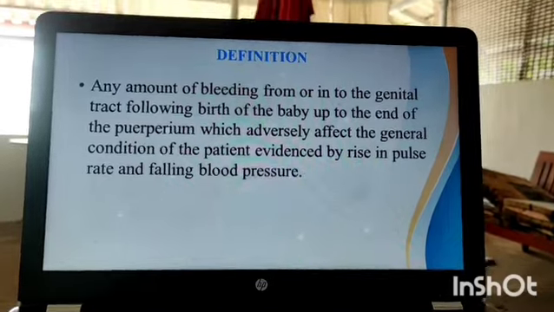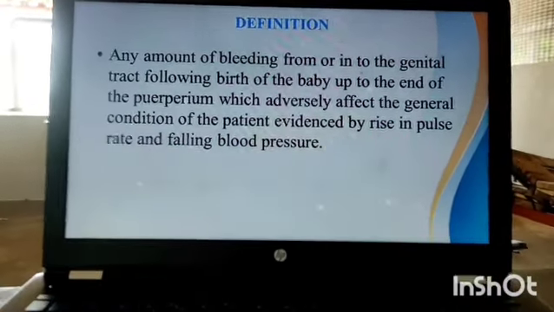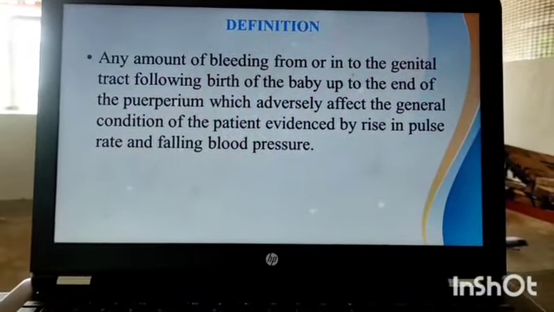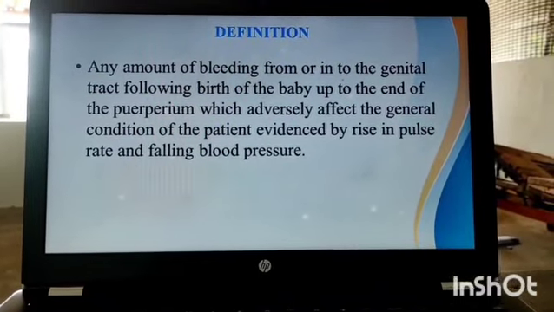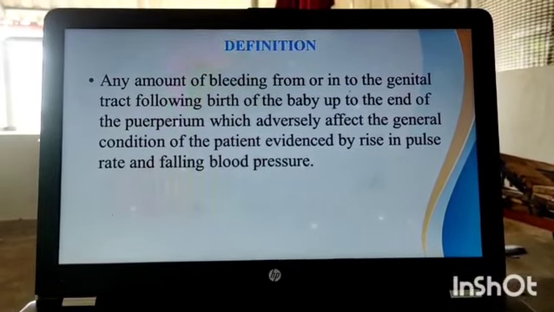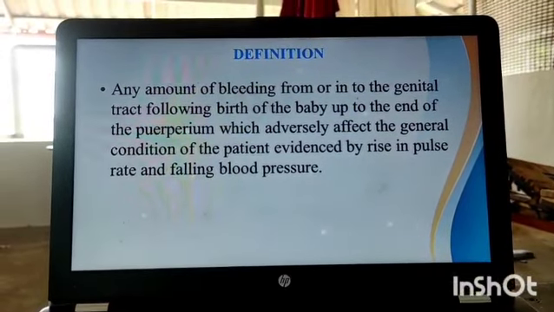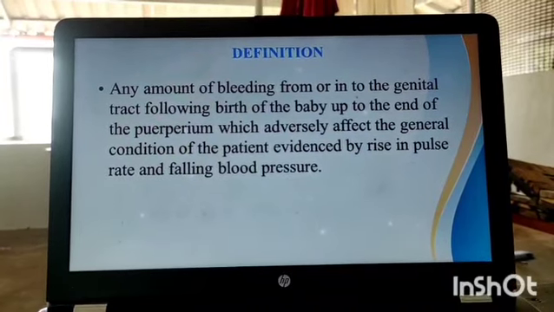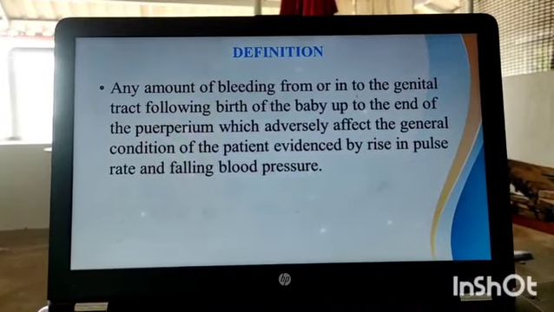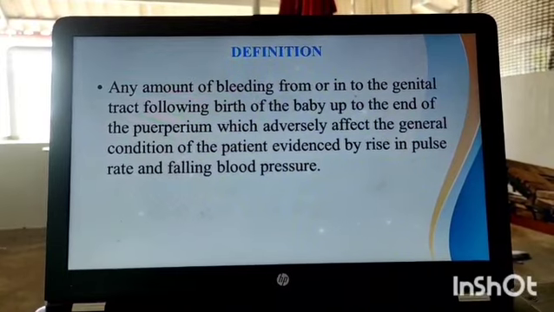Next we can see the definition of postpartum hemorrhage. The definition is given by D.C. Dutta. Any amount of bleeding from or into the genital tract following the birth of the baby up to the end of the puerperium, which adversely affects the general condition of the patient, evidenced by rise in pulse rate and falling blood pressure. This is the definition given by D.C. Dutta.